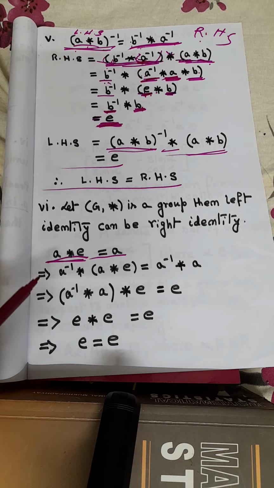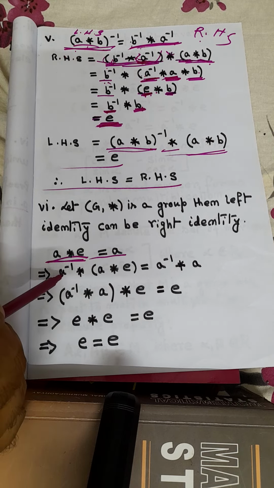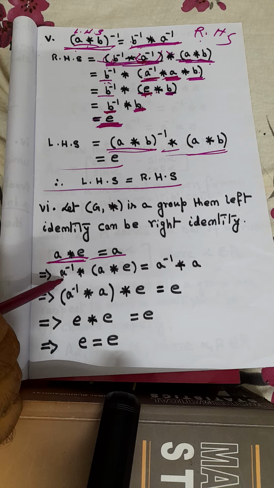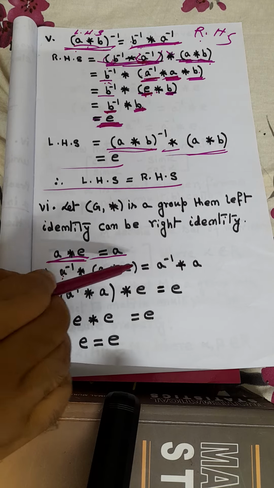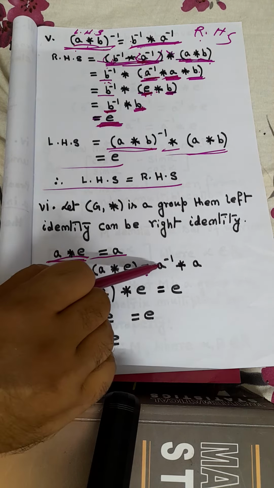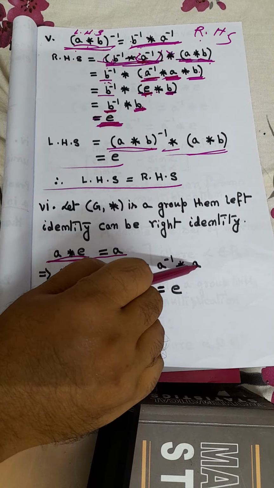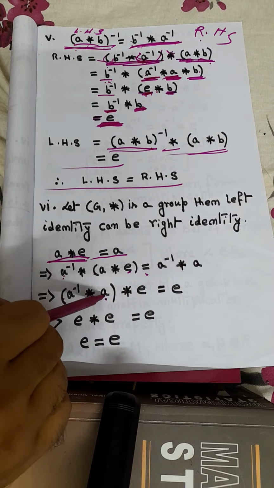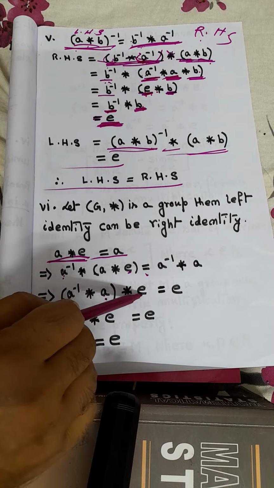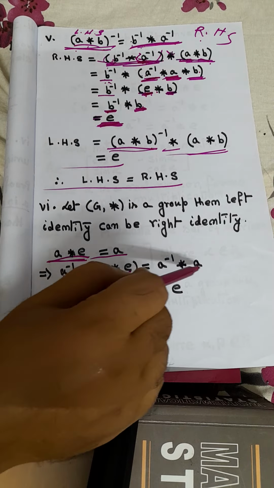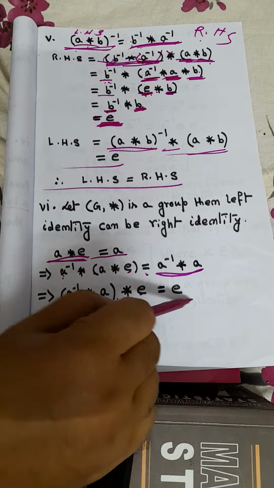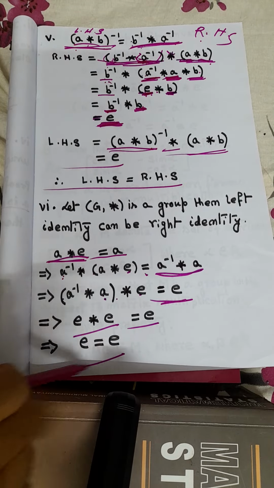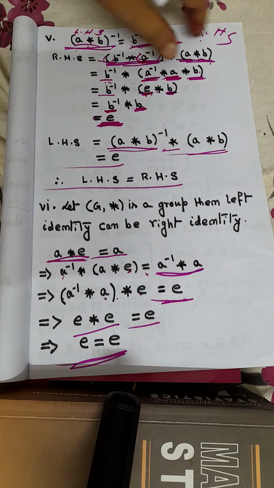Now we take the inverse, so we take a inverse. So a inverse binary operation a binary operation e equals a inverse binary operation a. Then a inverse a we know is e, and e binary operation e will also be e, and a inverse a will give us e, right? So we can say that e equals e.